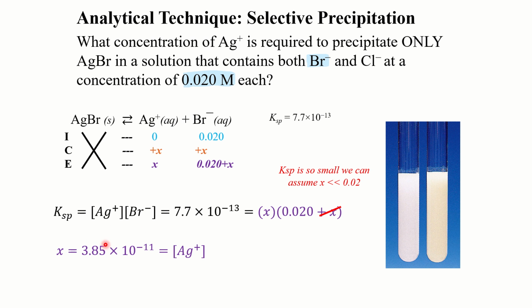This tells us our Ag+ ion concentration at equilibrium. So when the reaction is at equilibrium, this is your Ag+ ion concentration. So if you wanted to force this reaction back left, if you wanted to precipitate the AgBr, you would need to have a silver ion concentration that is greater than 3.85 times 10 to the negative 11th. That would mean you have too many products, the reaction would shift left, and the precipitate would form.